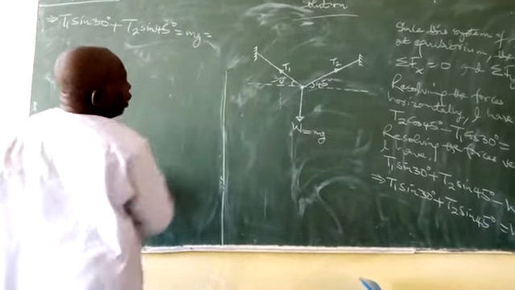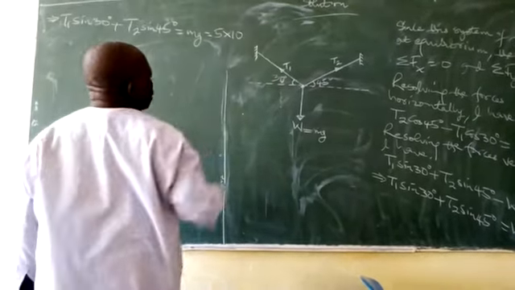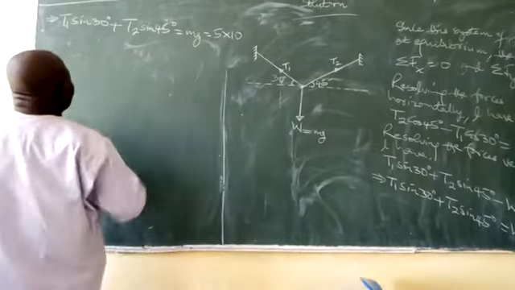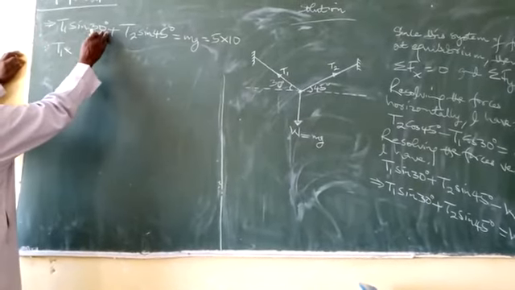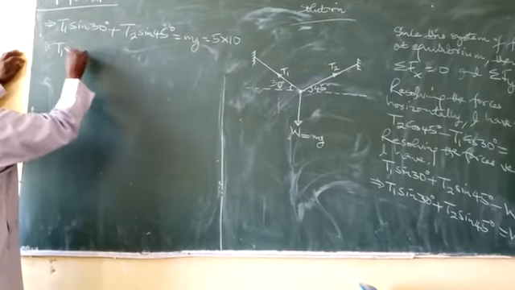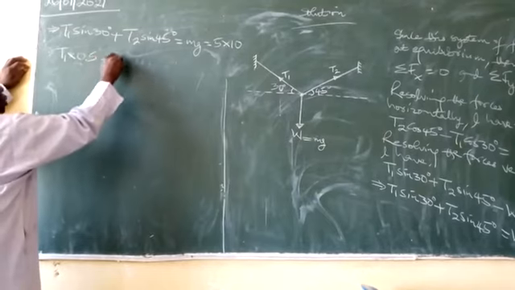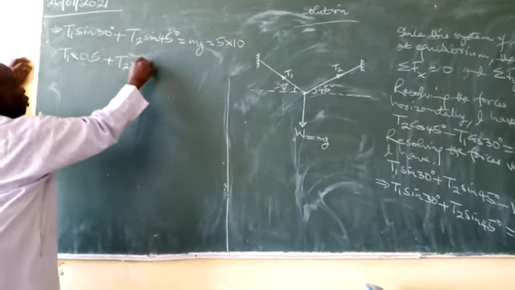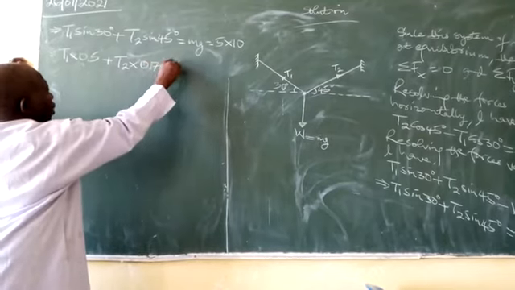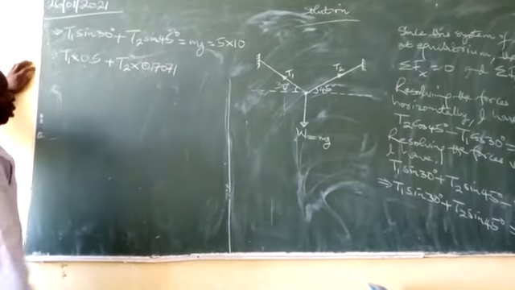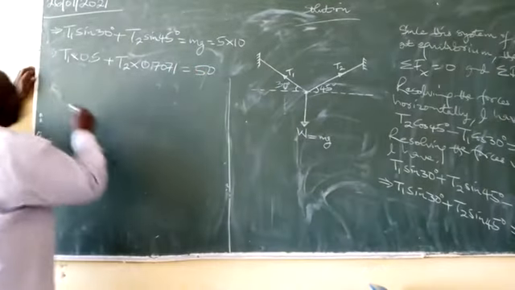M is 5. G is 10. So that is 5 times 10. Yes, I think so. So it means T1 times sine 30, which is 0.5, plus T2 times 0.7071, I think. Yes. Is equal to 50.